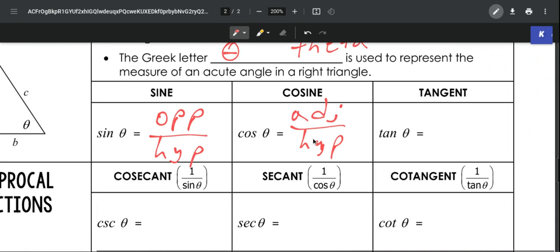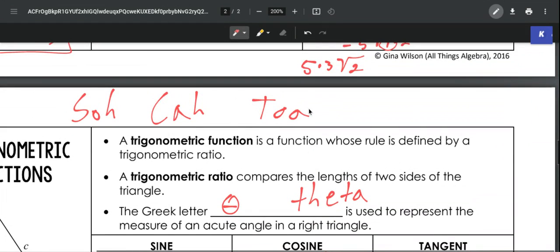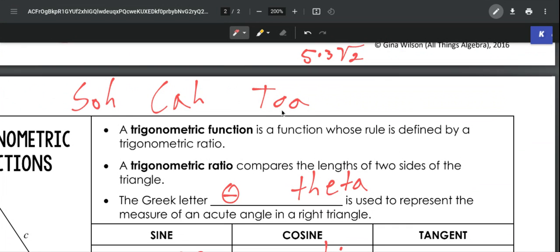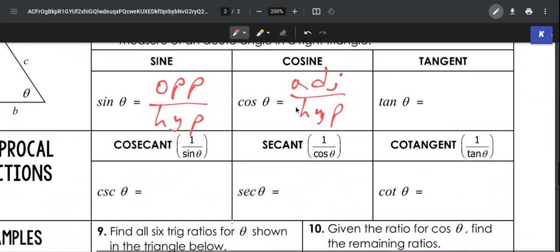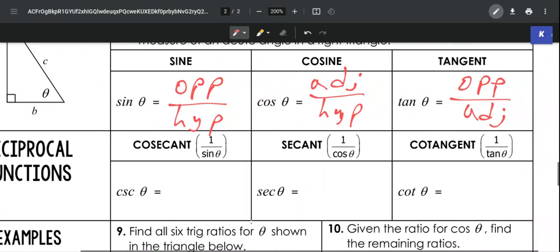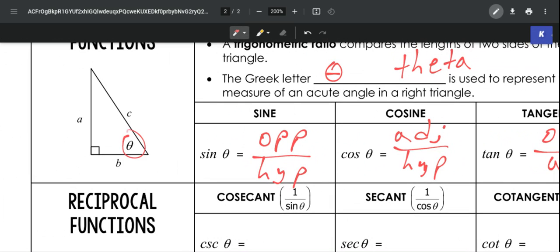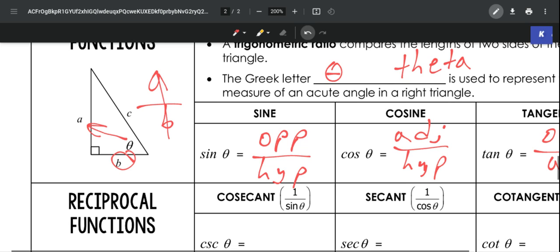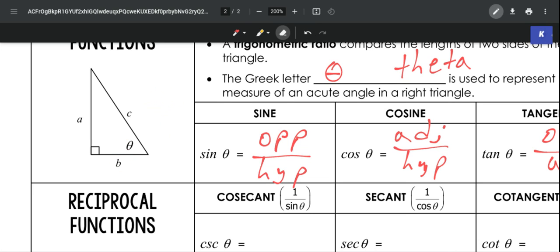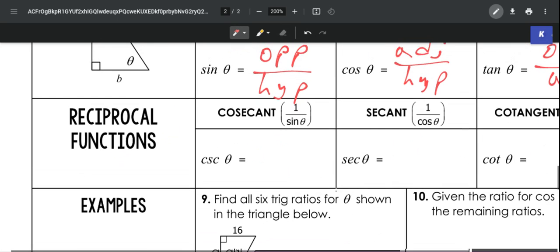And then tangent is a little bit different. That's where the TOA comes in. Tangent is opposite, which is the O here, over adjacent, which is the A here. So now we leave out the hypotenuse and we do opposite over adjacent. So if we have this angle theta again, the opposite would be A over the adjacent would be B, so it would be A over B.